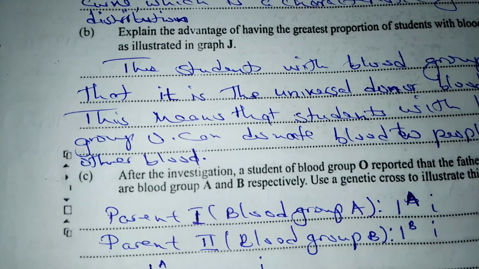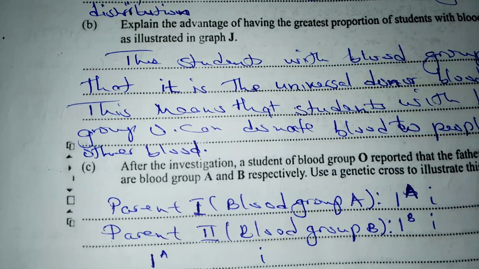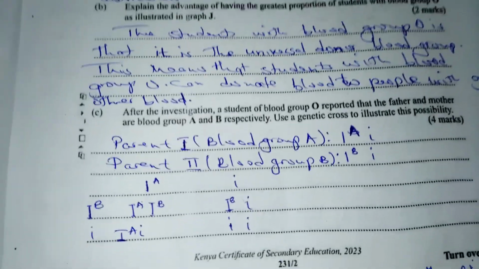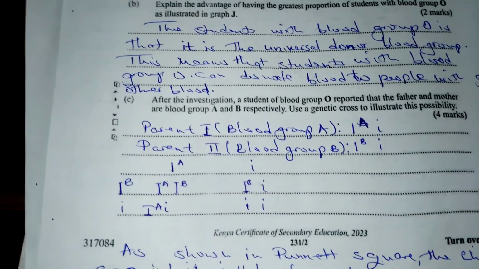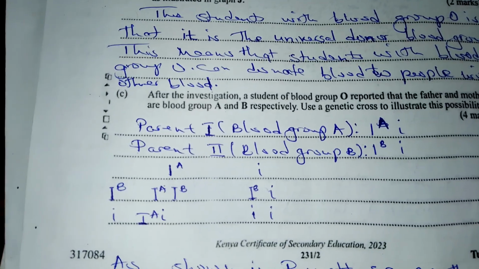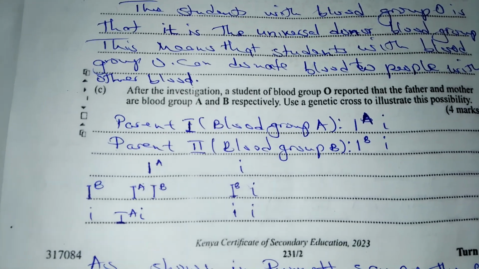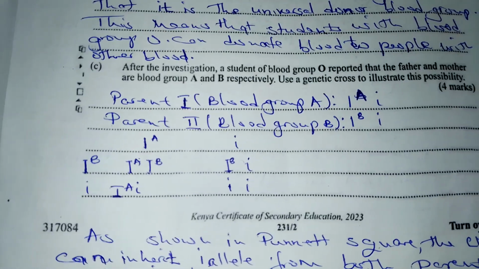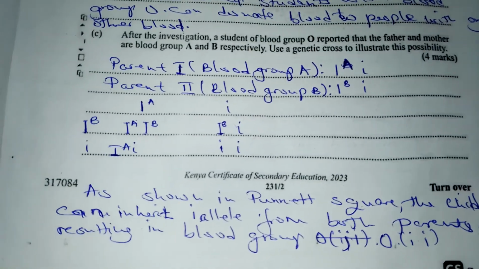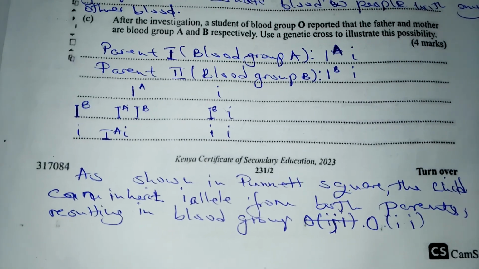So parent 1 has got blood group A and parent 2 has got blood group B. So when you draw it, if you are asked in an exam, you are supposed to solve it that way. You just take parent 1 and parent 2, and then you represent your data as shown in the workings that you are seeing. As shown in the Punnett square, the child can inherit the recessive allele from both parents, resulting in the blood group O.